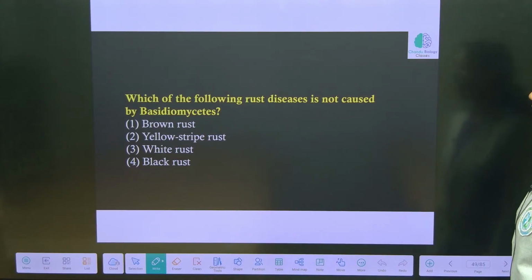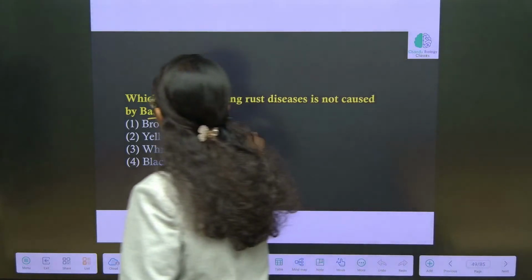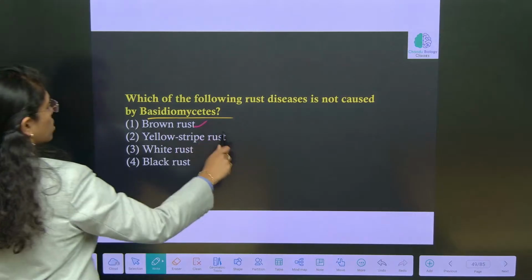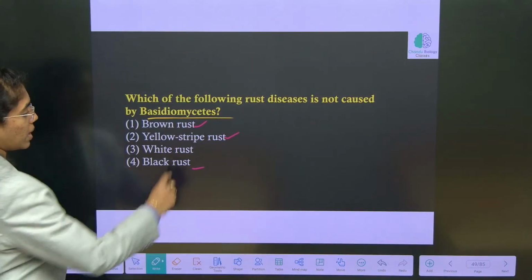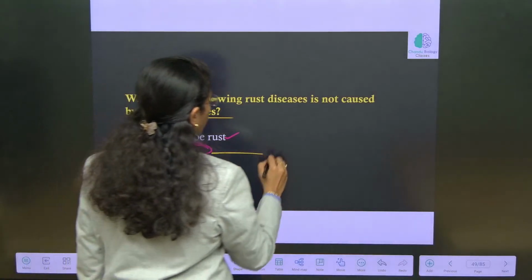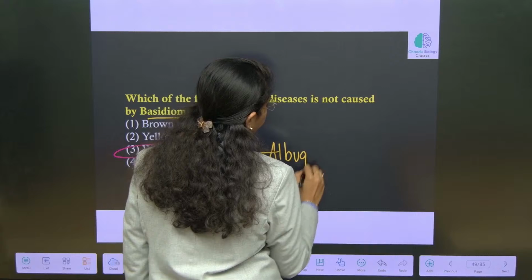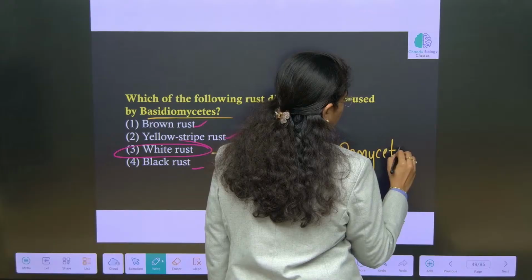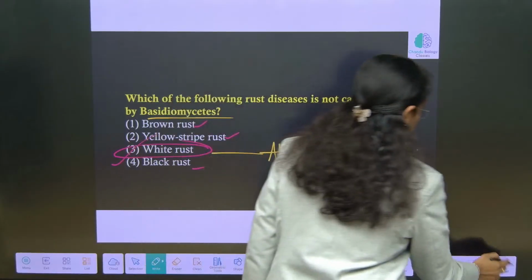Which of the following rust diseases is not caused by Basidiomycetes? What type of rust is not caused by Basidiomycetes? Brown, yellow and black. These are the three rusts which are caused by different species of Basidiomycetes. White rust in crucifers is caused by Albugo, which belongs to Oomycetes. Clear? Next.